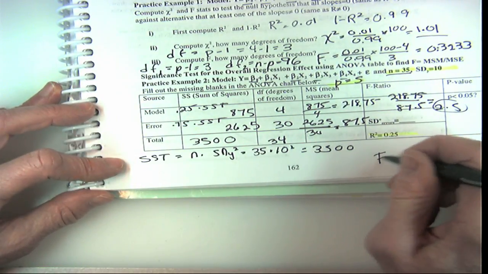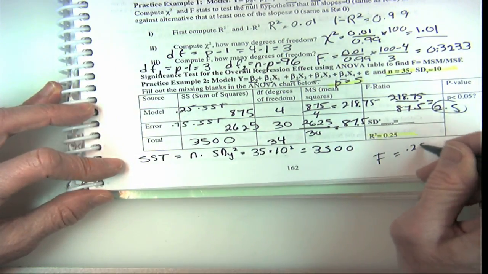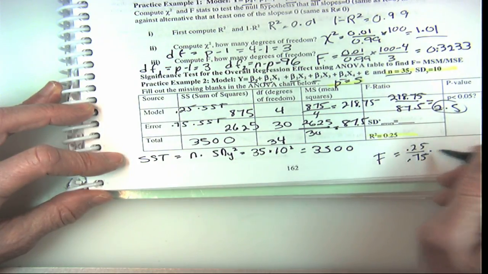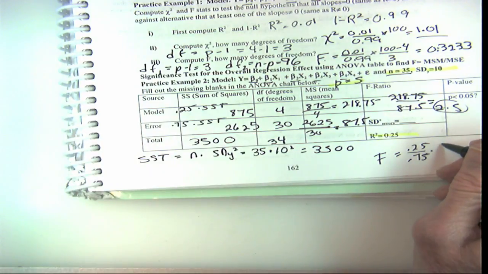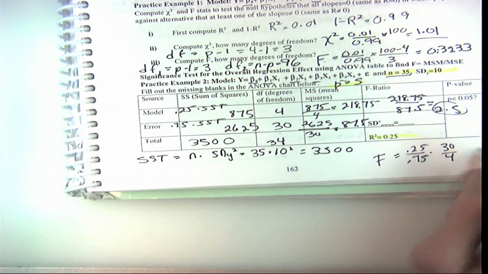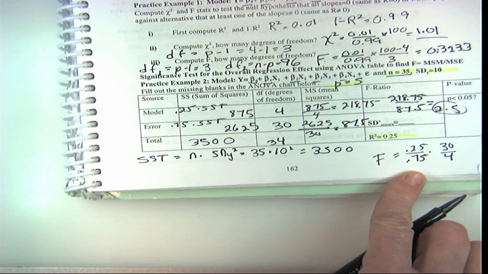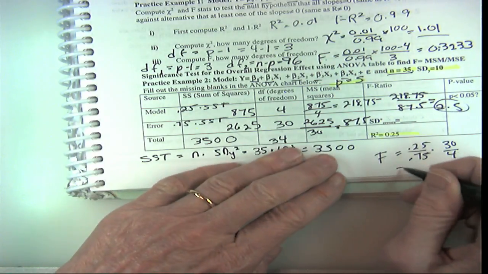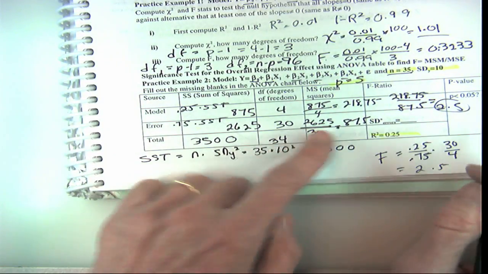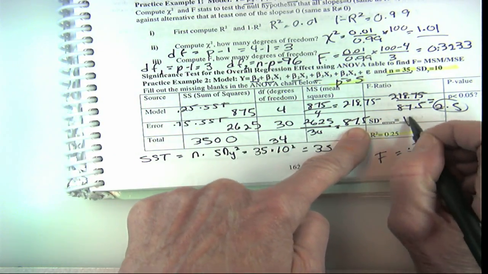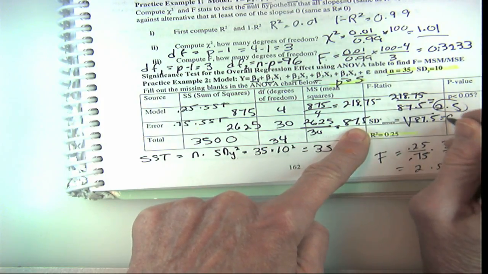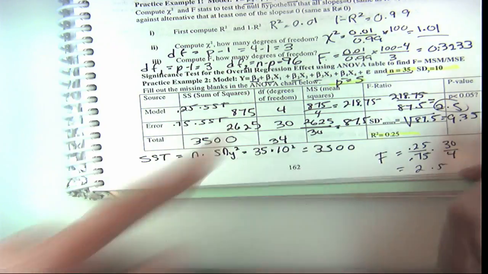You could have just checked it by saying F is equal to 0.25 r squared over 1 minus r squared times what? 30 over 4. Right? Isn't that right? And you can see right away that's 1/3. 10/4, that's 2.5. So it checks out. So the SD of the errors is the square root of 87.5, which is 9.35. And we're done.